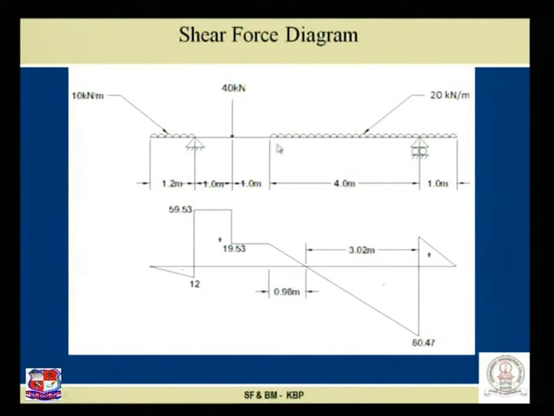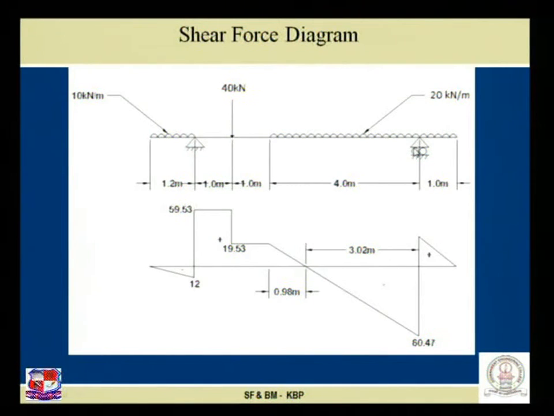After that there is a UDL going up till this support. So whatever the value over here, that is 19.53 minus 20 into 4, the answer comes to be 60.47, which is a minus sign by the sign convention, and since UDL is there, it is joined by an inclined straight line. So 19.53 from here to 60.47 over here, I have to join by an inclined straight line.